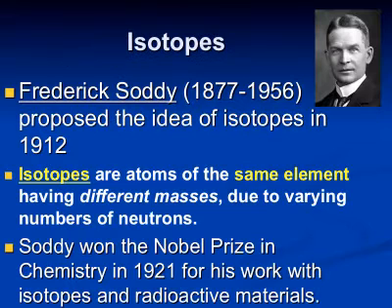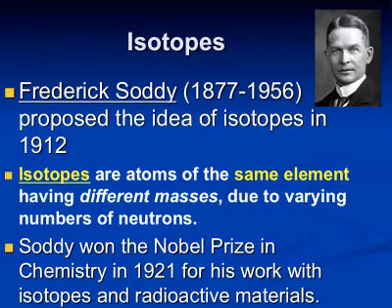Okay, Frederick Soddy was the one who proposed this idea in 1912, in the same time frame as the Titanic. He said that isotopes are atoms of the same element, so they're identical except for the fact that they have a different mass. The reason they have a different mass is because they have a different number of neutrons, and this actually won him the Nobel Prize in 1921.